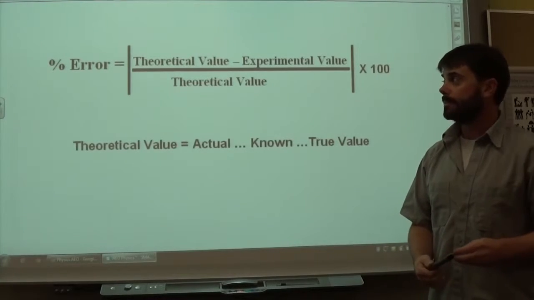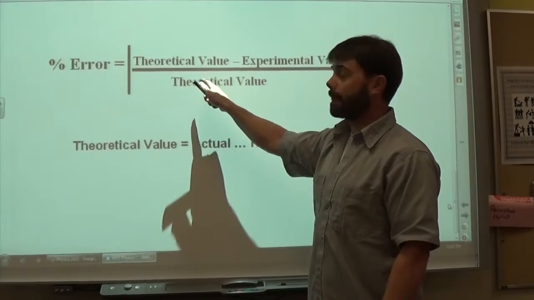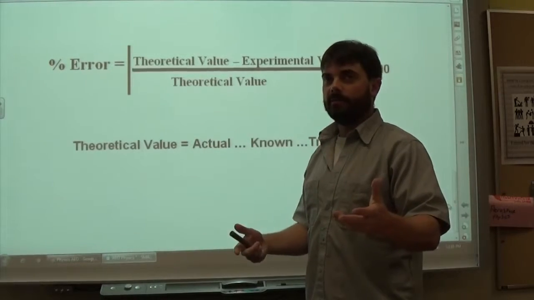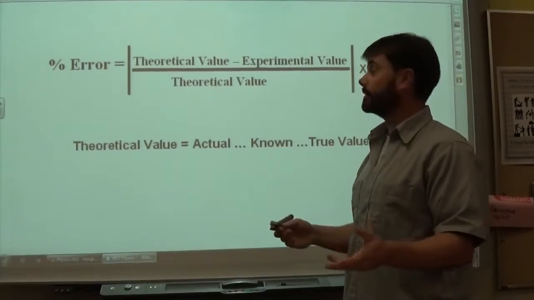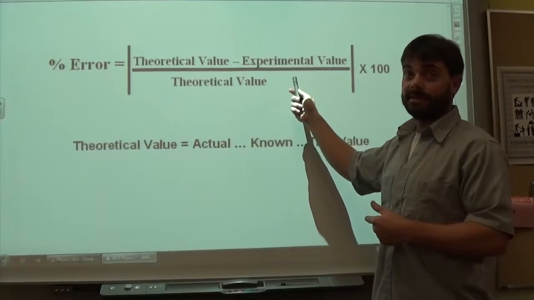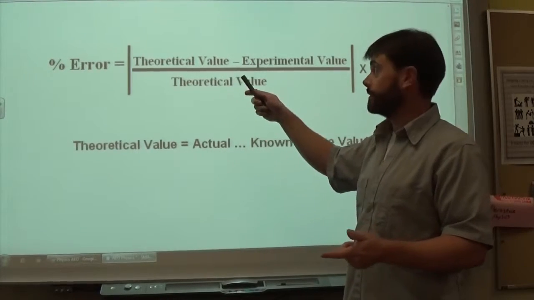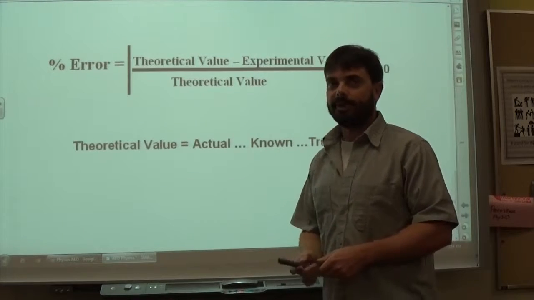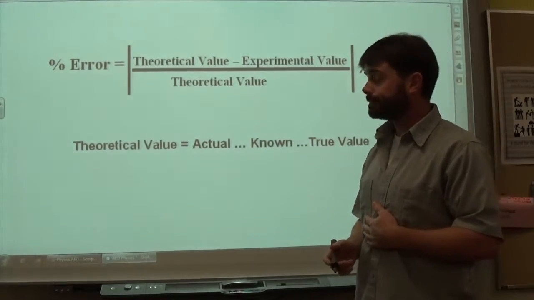So the way that you calculate percentages of error is you take the theoretical value, which is whatever is accepted to be true, like the real answer, minus the experimental. So whatever Eratosthenes got, you're going to subtract that from what we really accept the true circumference to be, and then you divide that by the true value. So I'll give you an example.